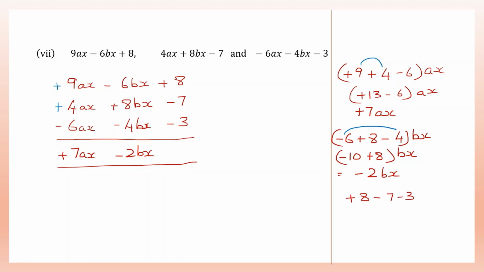Next one, plus 8, minus 7, minus 3. Add up the numbers with the same sign. So we get plus 8 minus 10. When signs are different, put the sign of the bigger number and subtract. Minus 2.